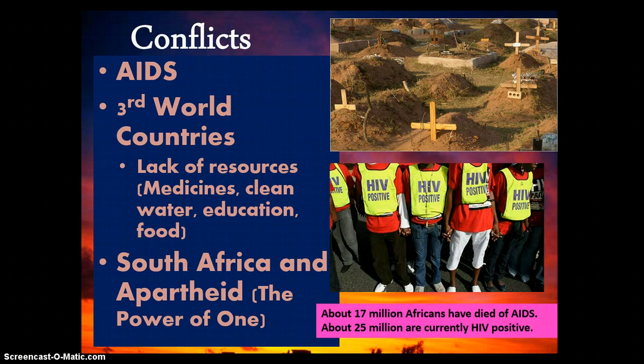Now, let's talk about conflicts in Africa. So some big things here. We have the AIDS issue worldwide with Africa. The United States sends a lot of money yearly to Africa to help with this, purchasing medicines and supplies and sending doctors and so forth.